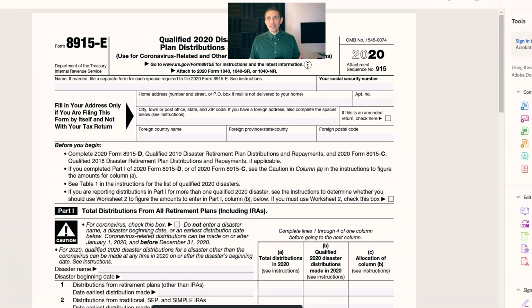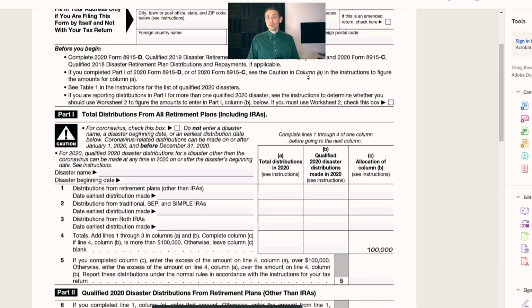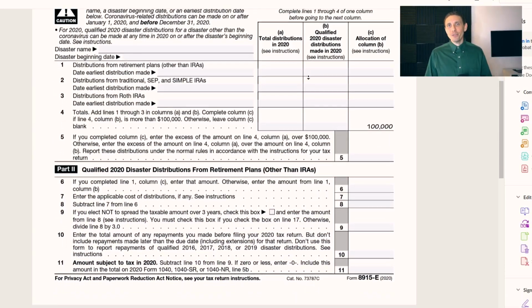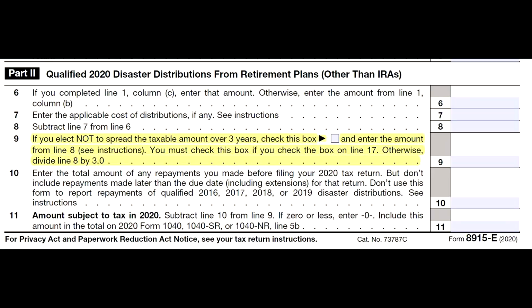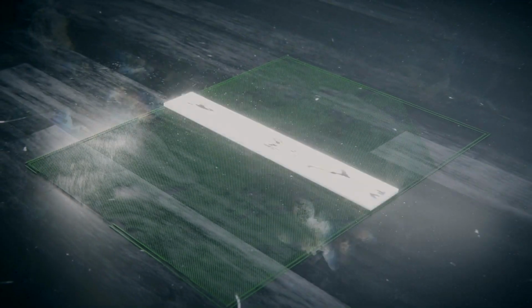In 2020, millions of Americans took coronavirus hardship distributions and filed Form 8915-E for tax year 2020. At that time, it said we could spread out the tax on our coronavirus hardship distributions over a 3-year time period. Do you remember that? So now that we're in 2022 and we're all getting ready to file our 2021 tax forms, how do you actually do that?